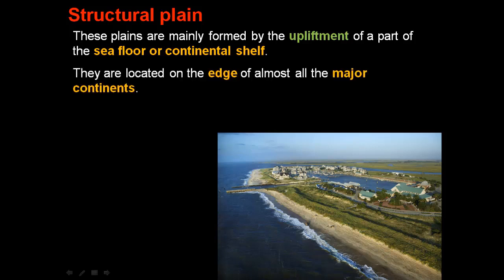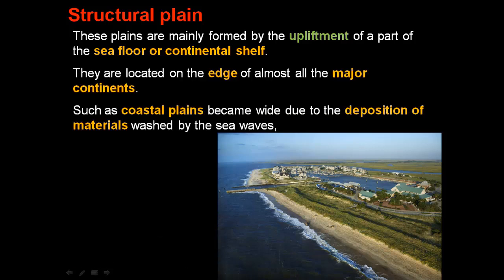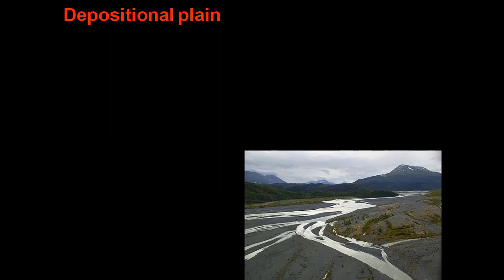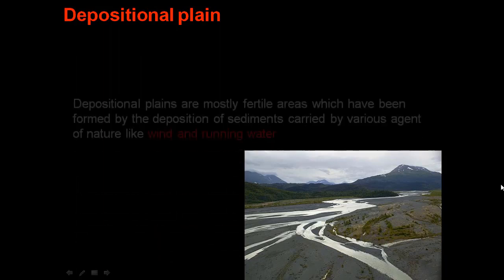They are located on the edge of almost all the major continents. Such coastal plains become wide due to the deposition of materials washed by the sea waves. The examples are the plains of the USA and the plains adjacent to the Western Ghats on the windward side. Now we'll learn the second type of plain called depositional plain.